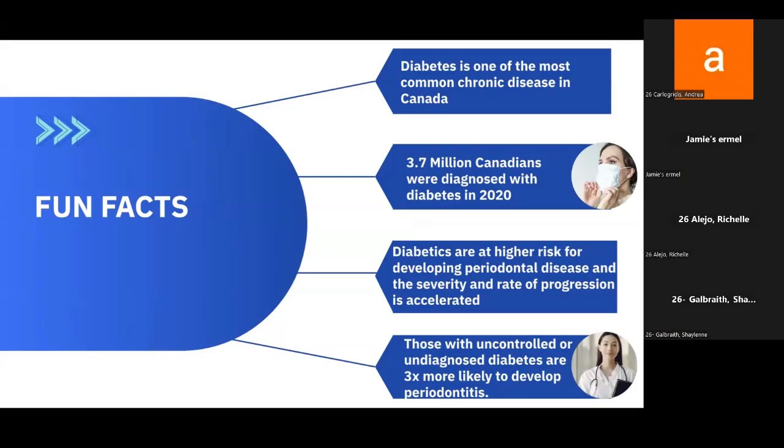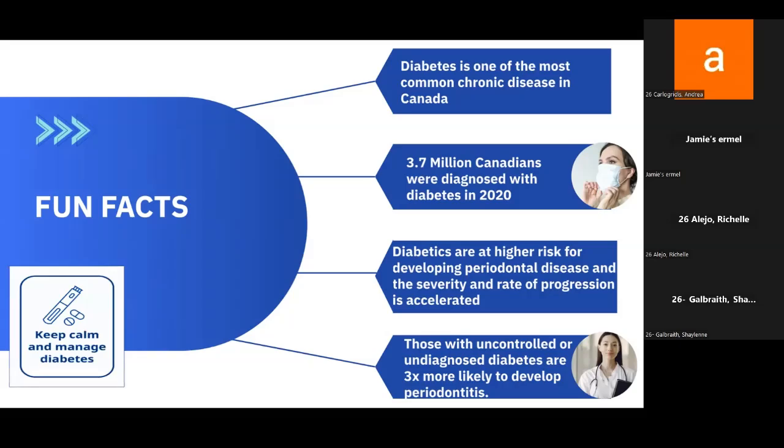In the year 2020, there were 3.7 million Canadians diagnosed with diabetes, excluding gestational diabetes. The World Health Organization recognizes diabetes as one of the major public health challenges of the century. Men are more likely to have diabetes than women, and socioeconomically challenged individuals are at a higher risk of developing diabetes.